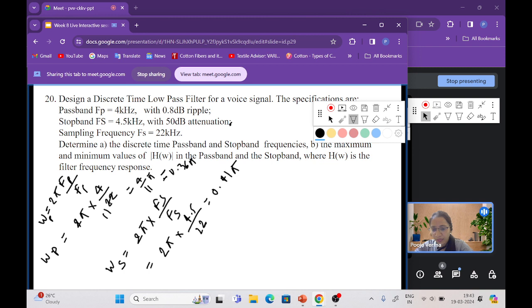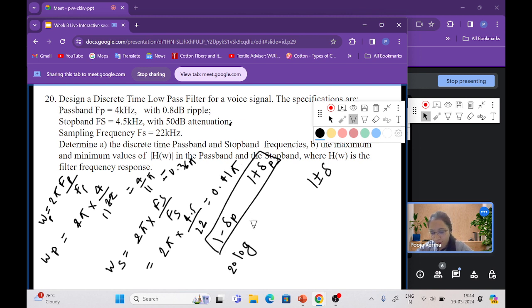So we know that the maximum and minimum values vary in the passband from 1 minus del p to 1 plus del p, right? In order to find out 1 plus or minus del, you have already gone through the formula to find the maximum or minimum passband values, that is 20 log 10 of 1 plus del, which is equal to the passband ripple, given as 0.8 dB.